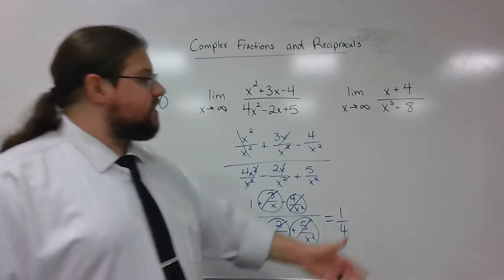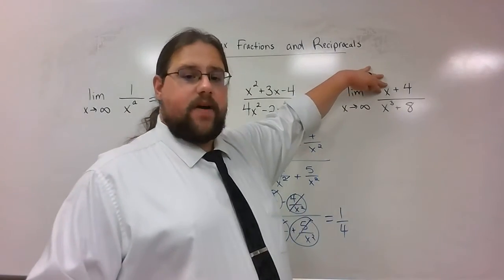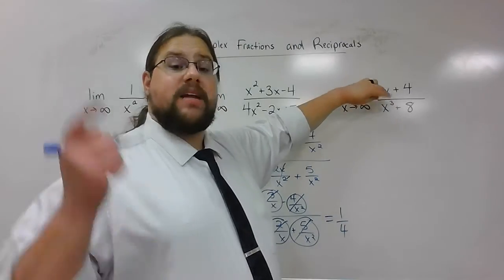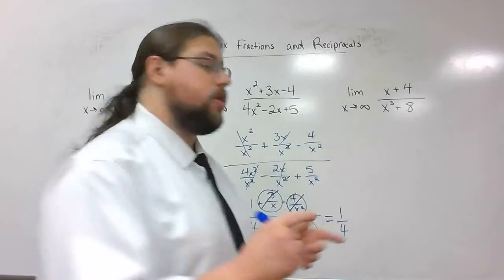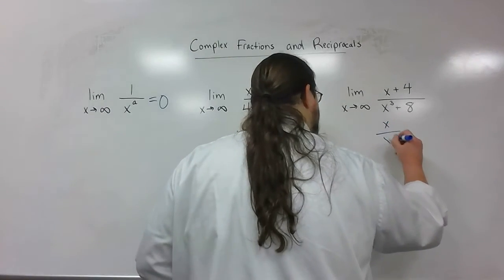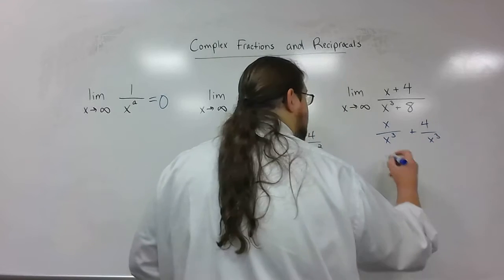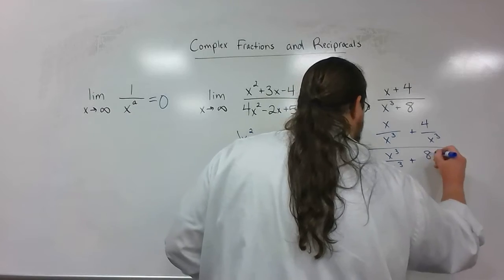Now I'm going to apply the same thing on this last one just to see what happens. Notice, on the top, I've got x to the first. That's not a very big degree. So let's look at the bottom. That's x cubed. That's bigger. So I'm going to divide everything by x cubed. So x over x cubed plus 4 over x cubed, that's the top, over x cubed divided by x cubed plus 8 over x cubed.